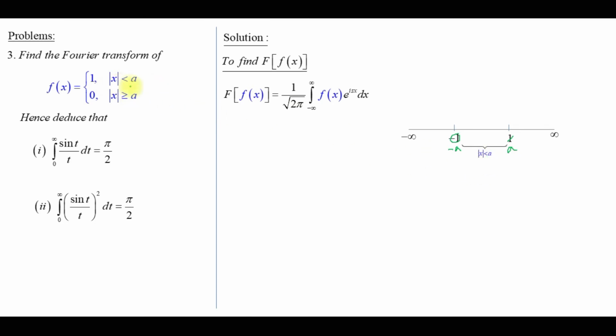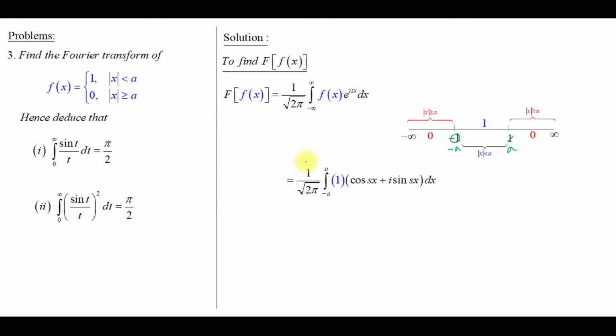So in mod x less than a, f of x equals 1. The other two parts, minus infinity to minus a and a to infinity, together are called mod x greater than or equal to a. That is, minus infinity to minus a is mod x greater than or equal to a, and a to infinity is also mod x greater than or equal to a. So in those limits, f of x is given as 0. Therefore, we take the limit minus infinity to plus infinity as minus a to plus a, because in this limit only f of x is non-zero.